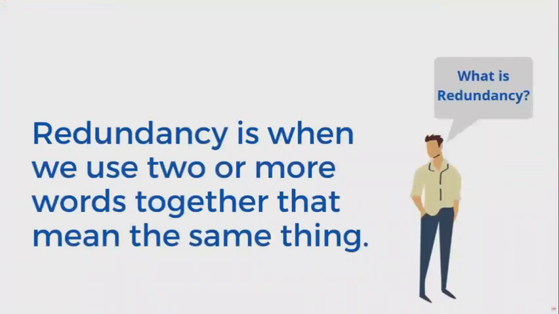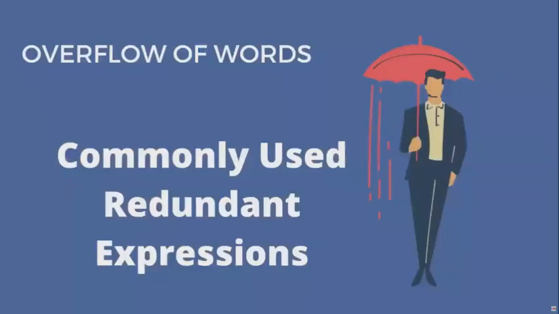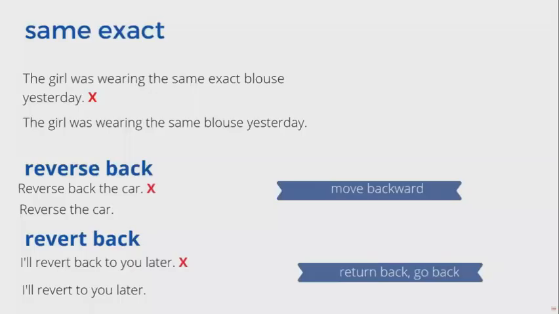What is redundancy? Redundancy is when we use two or more words together that mean the same thing. In essence, we're just using an overflow of words, too many words to make our point. A lot of times, the modifier's meaning is contained in the word it modifies. For example, "merge together." So we're going to explore some overflow words or commonly used redundant expressions.